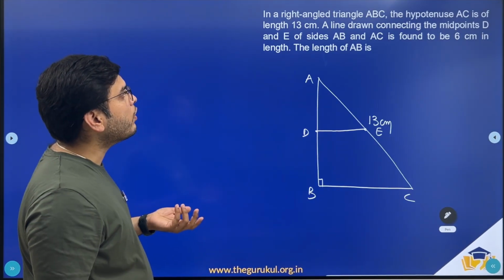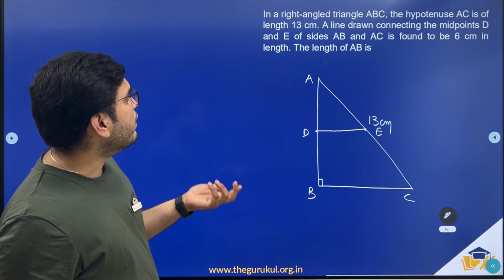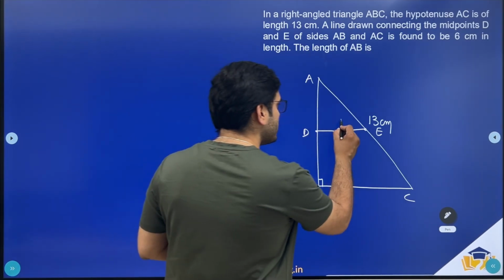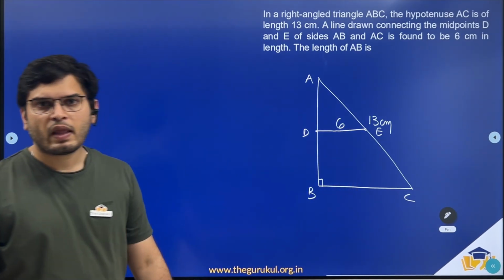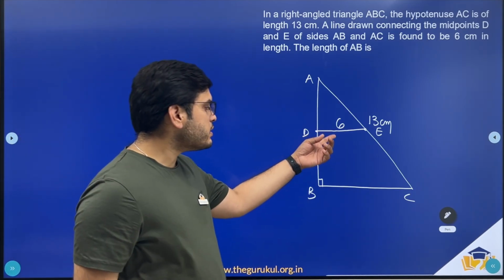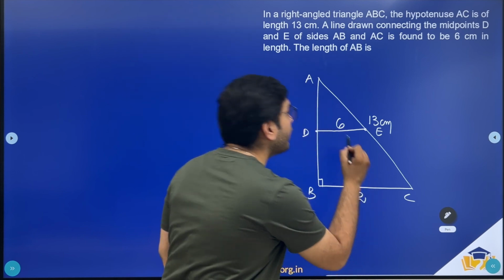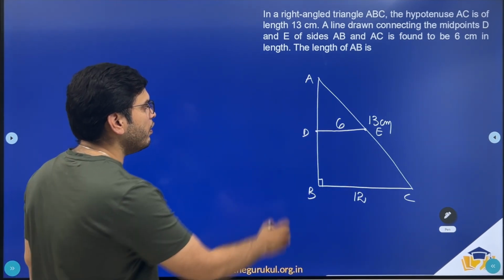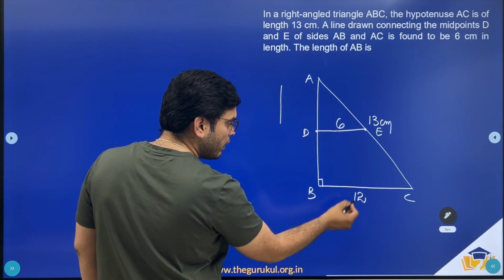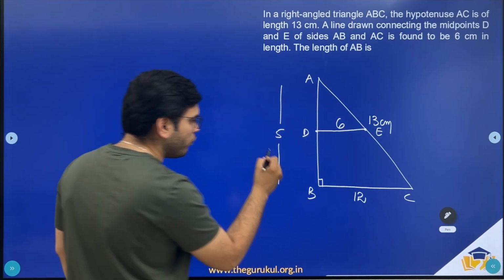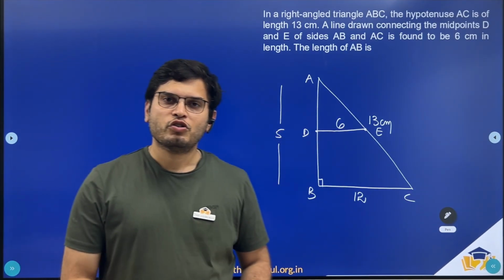Now, what is the length of DE? It is given to be 6 centimeters, right? Now, if this is 6 centimeters, BC should be twice of that, 12. Now, what was asked? The length of AB is. Now, if this is 12, this is 13, this should be 5 units. So, the answer for this question should be 5.